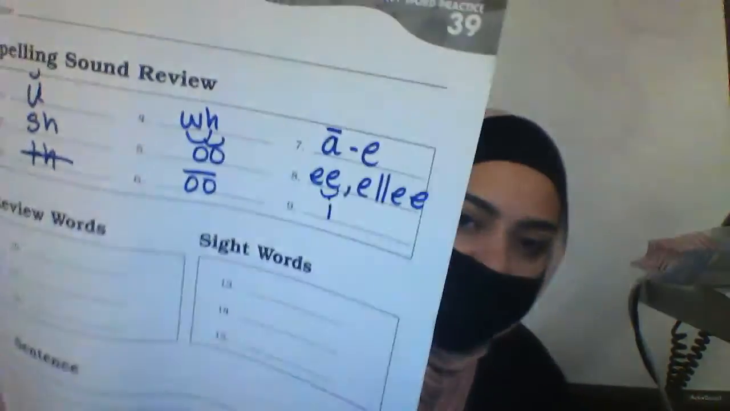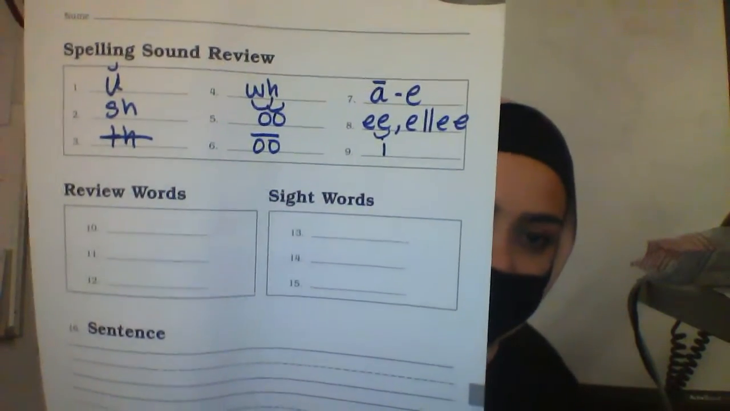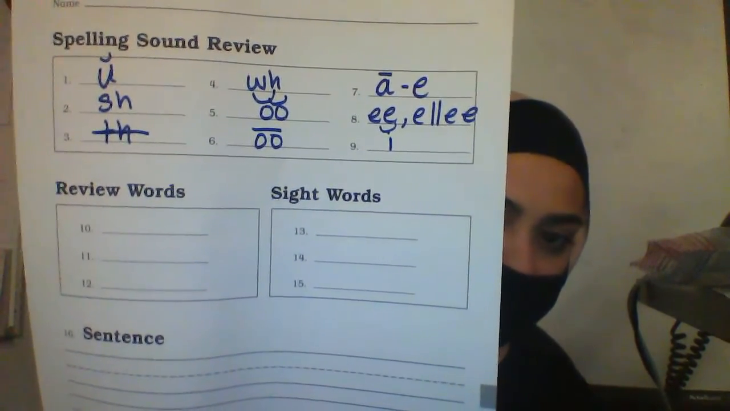Number 8, sheep, E. That's E, comma, E, final digraph E. Number 9, inch, I. It's I with a breathe on it. So this is how your paper should look. If you need to pause the video now, go ahead and pause it.